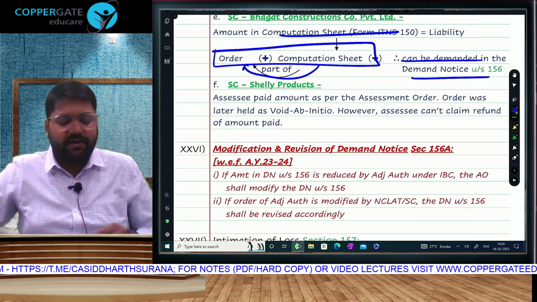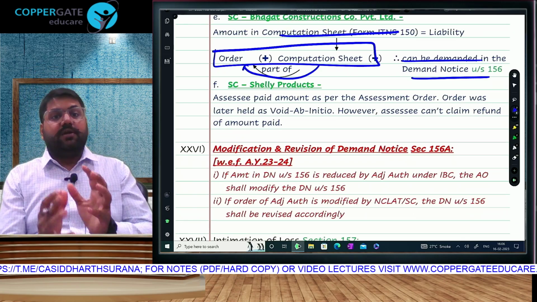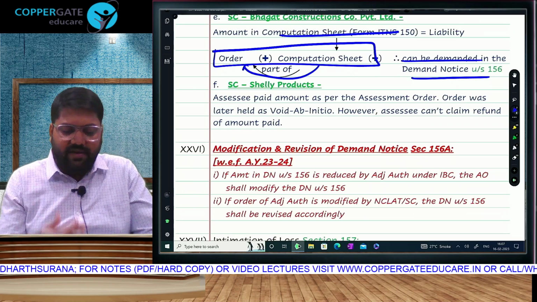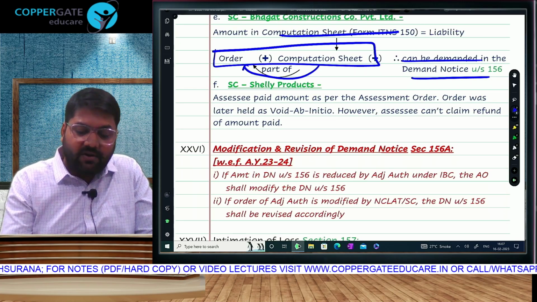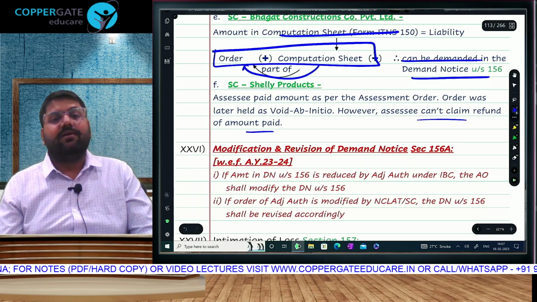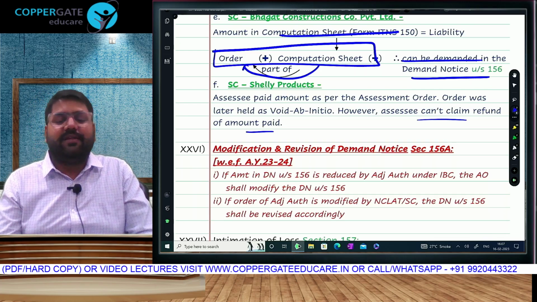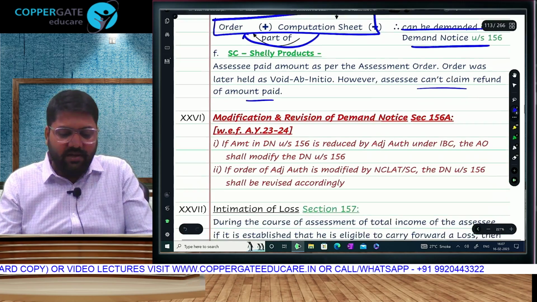And the Supreme Court judgment, Shelley Products: if the original order is set aside, declared void ab initio, annulled or invalid or anything, an assessee cannot claim refund of the entire amount paid. See, extra you don't pay, but what you have accepted as your liability, that cannot be demanded. Supreme Court judgment, Shelley Products.